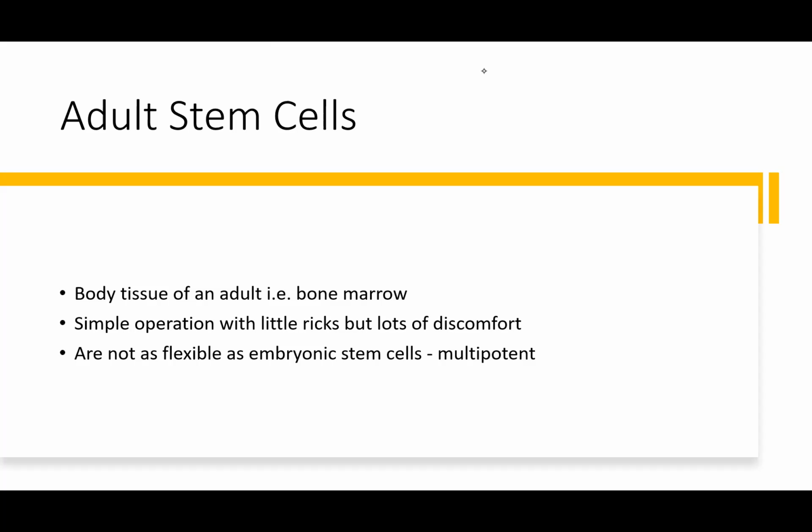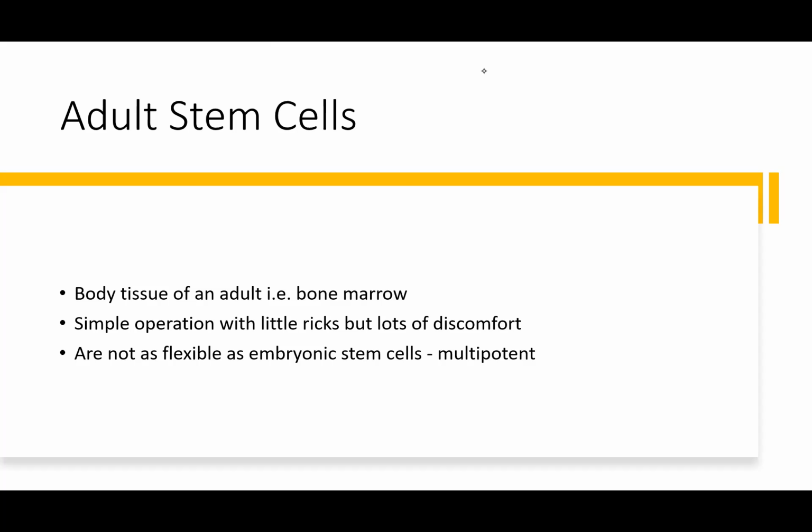The issue with adult stem cells is they're not as flexible as embryonic stem cells. They can only specialize into a limited range of cells, not all body cell types. They're multipotent, and actually some are unipotent. So they don't have that flexibility. We can only use them for a small range of things.